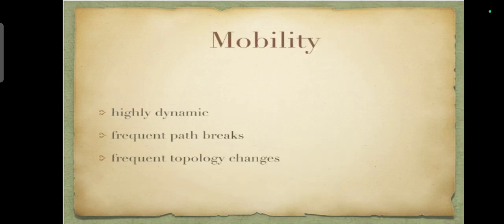The first is mobility. The network topology is highly dynamic due to movement of nodes. Hence, an ongoing session suffers frequent path breaks. This is one of the main drawbacks which comes under mobility. The disruption will occur due to the movement of either intermediate nodes in the path or end nodes.